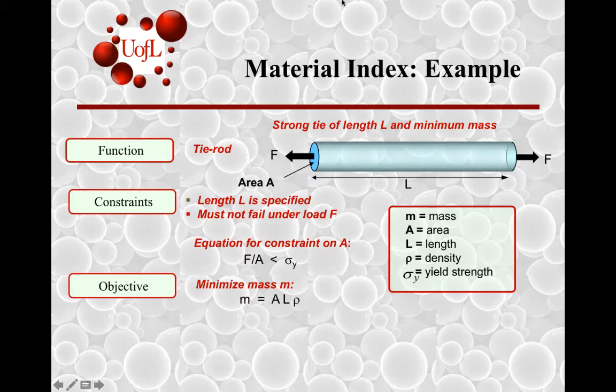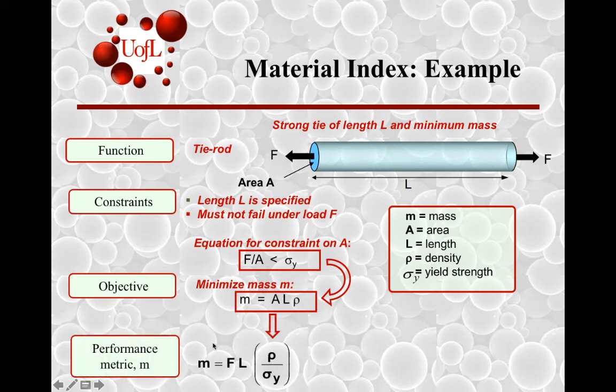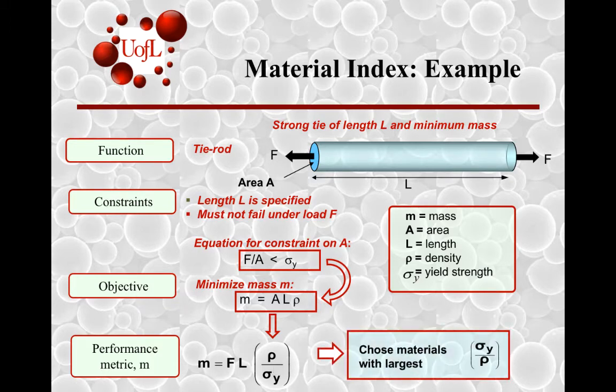So let's say the objective is to minimize the mass. Right? So mass is given by A times L, where A is the cross-sectional area, so the volume, times the density. Okay. If you substitute for area over here, you will get a performance metric where the mass is defined by the loading condition F, the geometry, which is the length, and this term, density divided by the yield strength, rho by sigma y. Okay. To minimize mass, you have to minimize this particular term or maximize its reciprocal, which is the strength per density ratio.